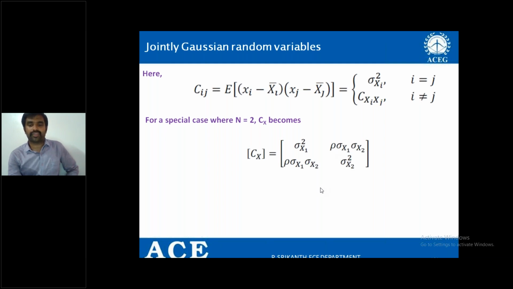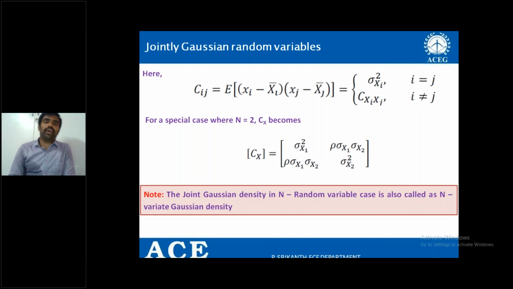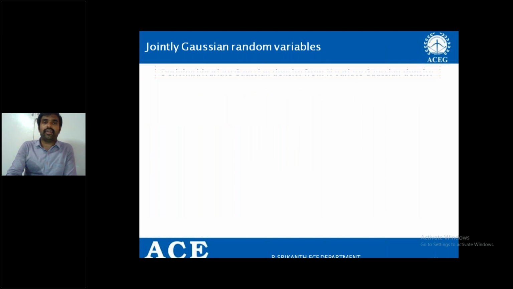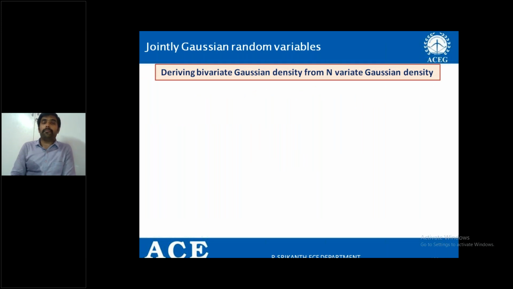Am I clear? Yes. The joint Gaussian density in the n random variable case is also called the n-variate Gaussian density. For the two random variable case, the joint density function is called bivariate. Here, for n random variables, the jointly Gaussian density function is called n-variate Gaussian density, right? So now, another important topic.